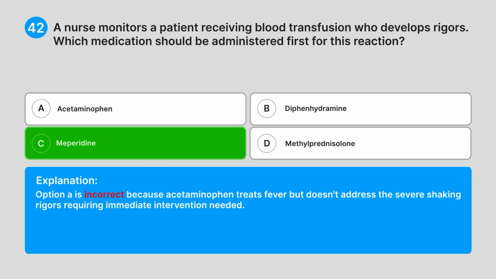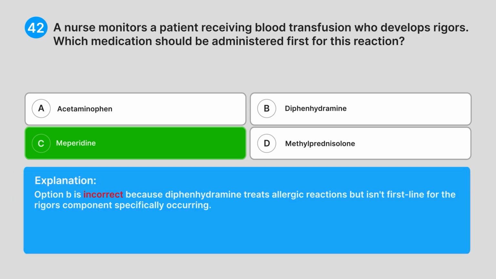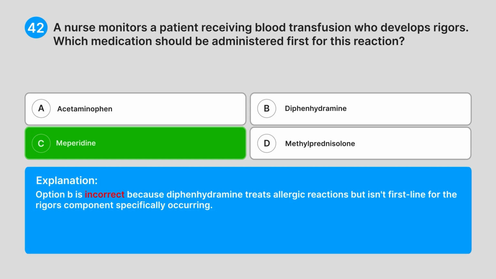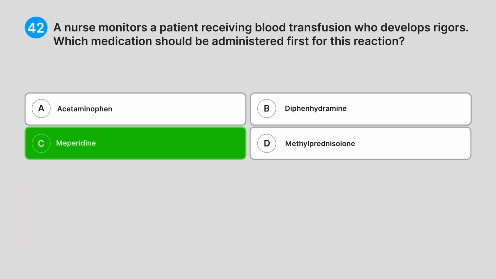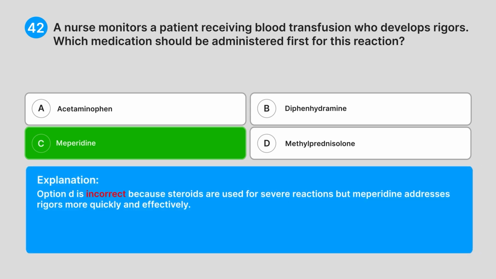Option A is incorrect because acetaminophen treats fever but doesn't address the severe shaking rigors requiring immediate intervention needed. Option B is incorrect because diphenhydramine treats allergic reactions but isn't first line for the rigors component specifically occurring. Option D is incorrect because steroids are used for severe reactions, but meperidine addresses rigors more quickly and effectively.